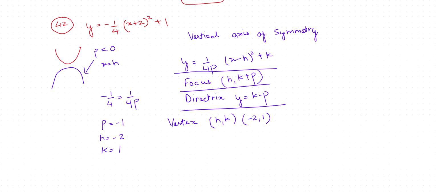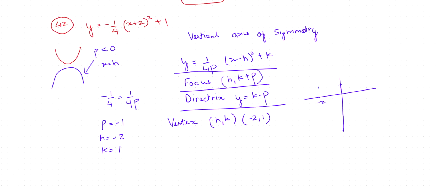So if we draw, we can also draw the parabola on the side. So vertex is -2, 1. So it will be here. This is, suppose, -2 and this is 1. Okay.